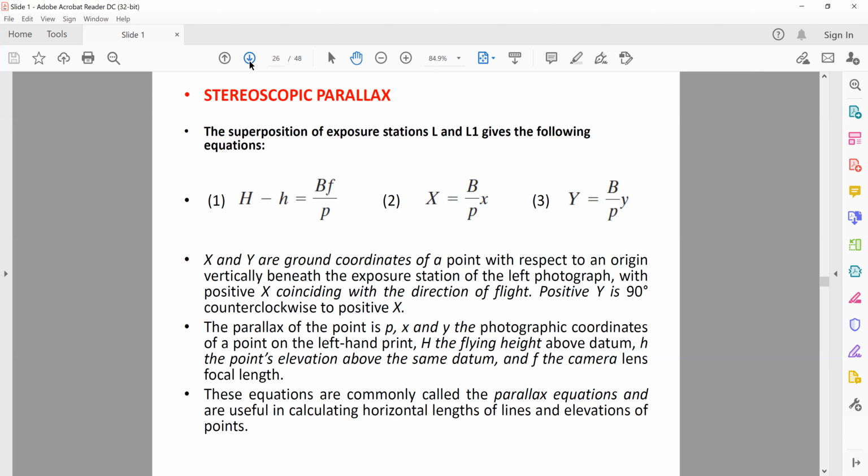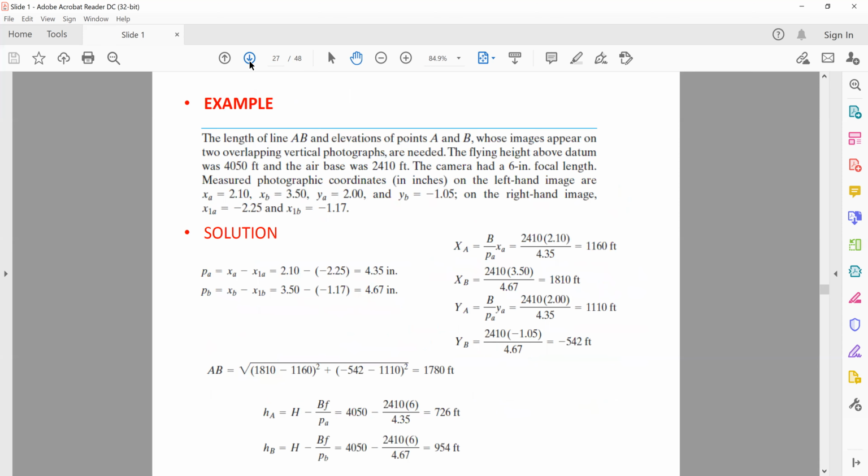Why it's important to calculate the ground coordinates: once you have the ground coordinates x and y for different points, you can calculate the distances between them. Over here we have a question which says that the length of line AB and elevations of points A and B, whose images appear on two overlapping vertical photographs, are needed.